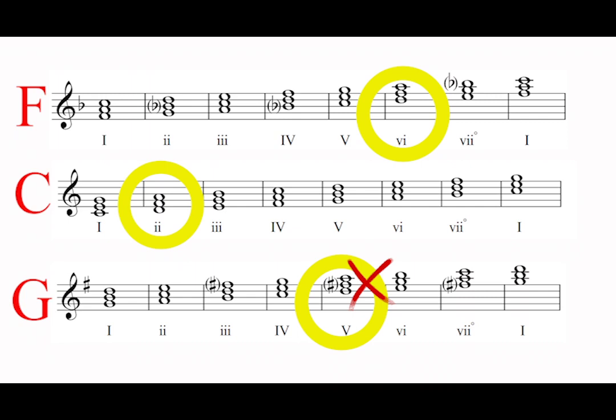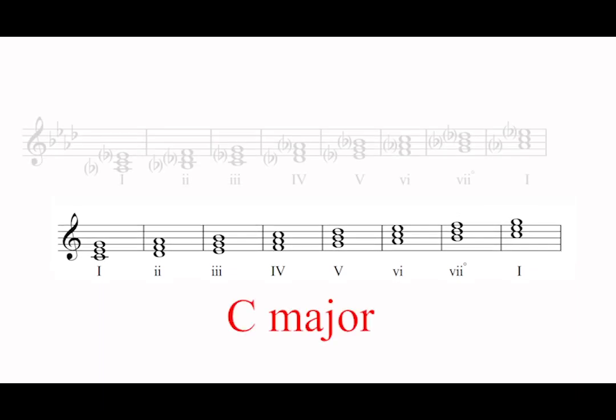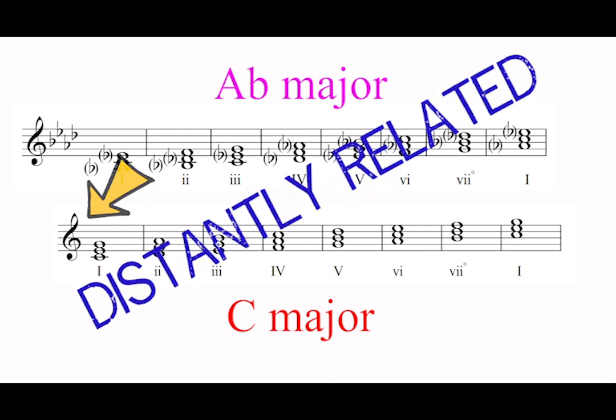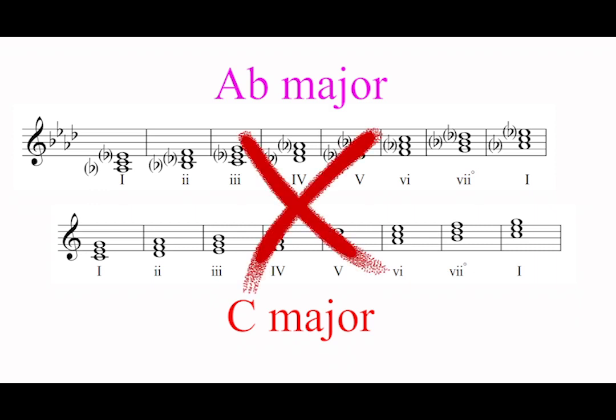Now let's take a look at 2 keys that are not so closely related. Here we have C major, and we're going to compare it to A flat major. Note the key signature of A flat major is 4 accidentals away from that of C major. This makes it distantly related. And if we compare each of the triads, we can see that there are no chords in common between these 2 keys. That makes modulation difficult.